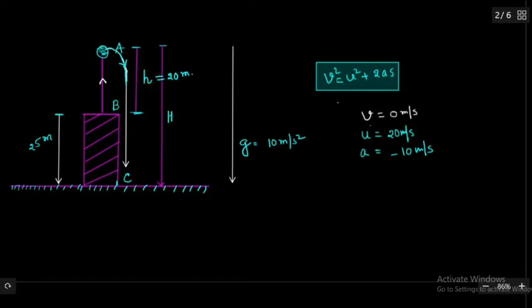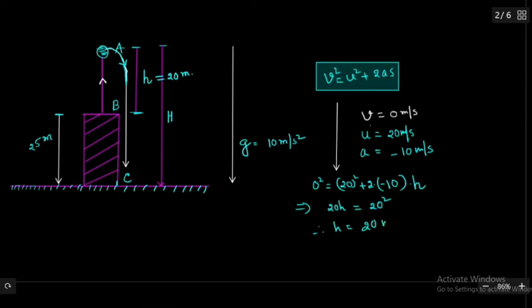So from this equation we can write v square means 0 square is equals to u square means 20 square plus 2 into a means minus 10 into s means our h. So if you solve this, 20h is equals to 20 square, hence h is equals to 20 meter. Okay, so h will be 20 meters. So this is our answer of first question. So we'll move to the next question.